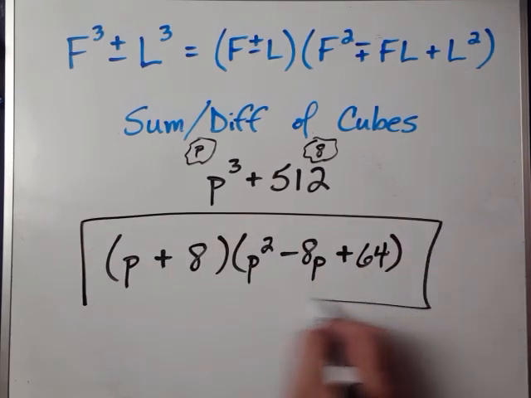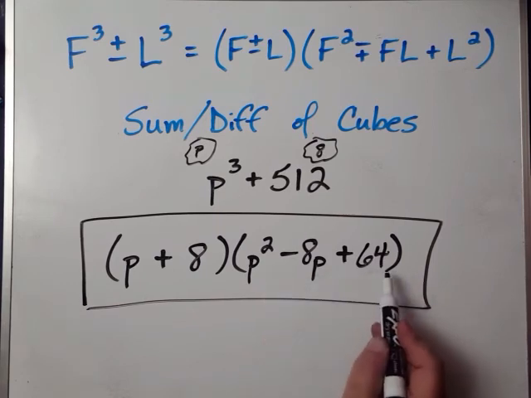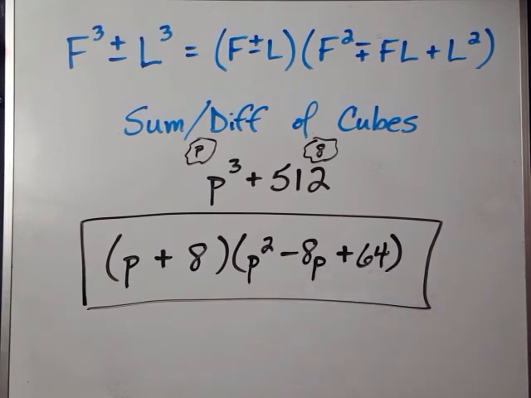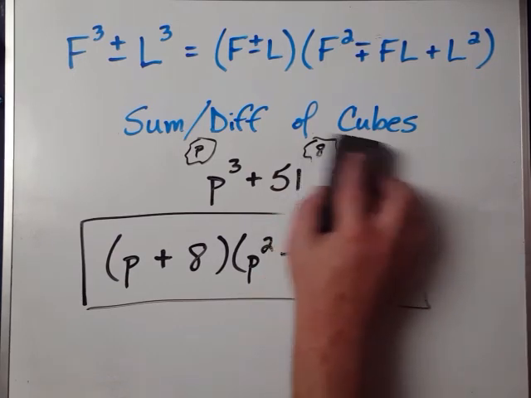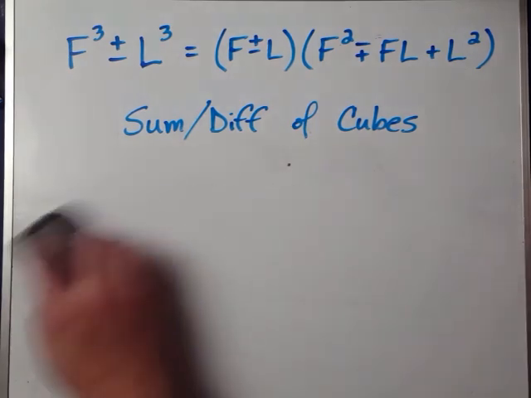And that's factored. And by the way, this trinomial at the end, you don't have to worry about checking it. It will not factor any further. The trinomial that results from factoring a sum or difference of cubes will not factor further. Let's do one more. I want to do a very simple one just so that we have the ability to check it quickly, because I want to show you that this does work.